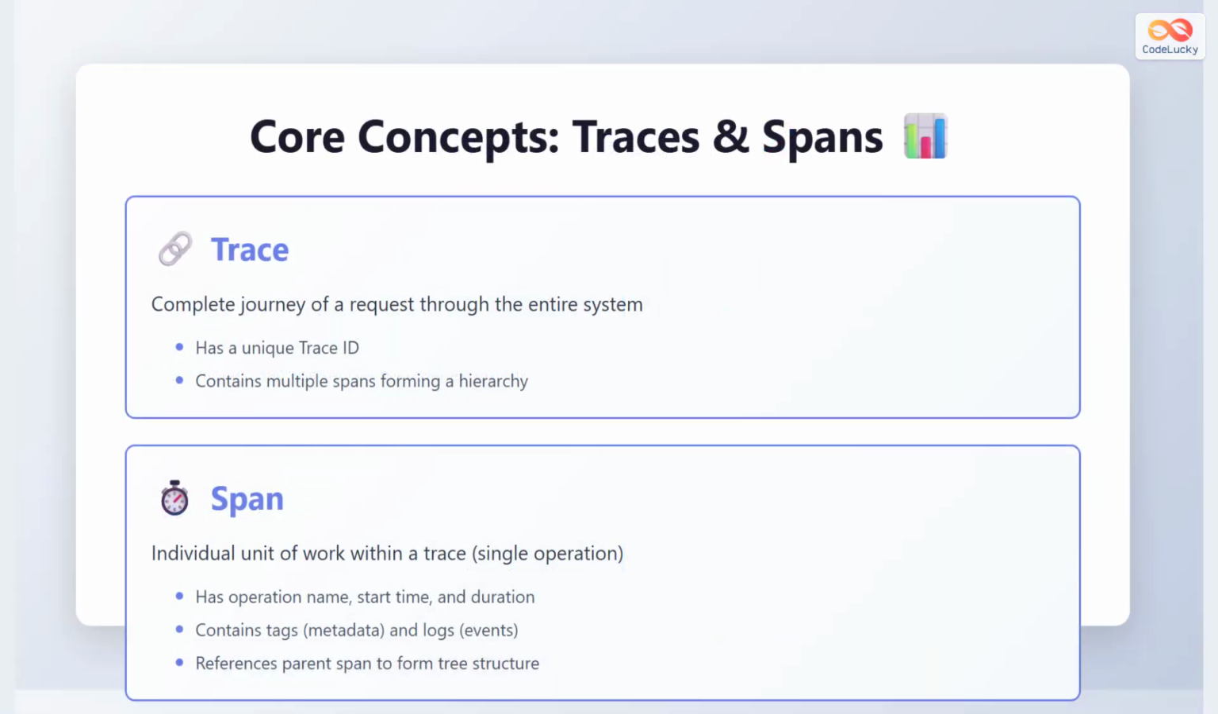Understanding Jaeger requires knowing four core concepts. First, a trace represents the complete journey of a single request through your system. Second, a span is a single operation within that request. For example, a database query is one span, calling another service is another span. Third, tags are metadata that help you categorize and filter spans. Fourth, logs are timestamped events that provide additional context during the span execution. Together, these concepts allow Jaeger to capture and visualize the complete picture of how your system handles requests.